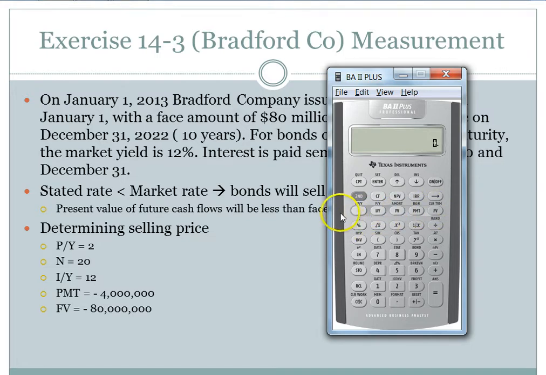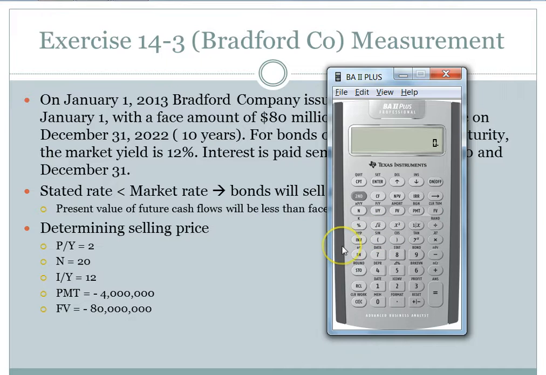So the very first thing I always want to do, before I start any problem of this nature, is to clear out the time value of money registry. You don't want to accidentally combine data from various problems into a single computation. So the way I do that is I hit the second key, or the function key here, second, and clear time value of money. That will clear out all the time value of money registries.